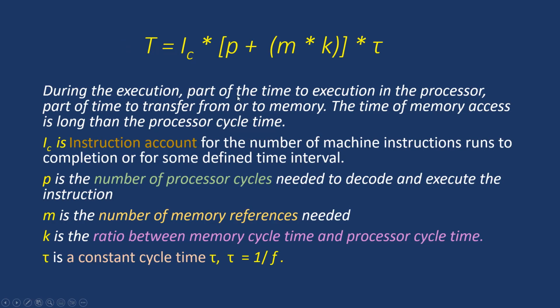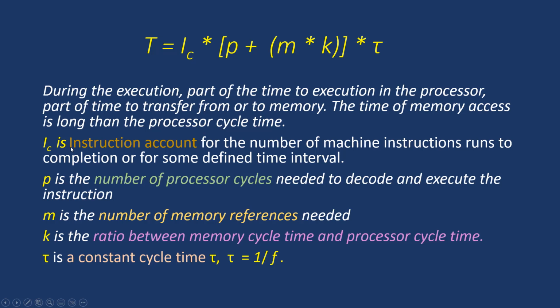We can also get into more detail. For example, during the execution, part of the time is spent executing in the processor, which is faster, and part of the time is spent transferring data from or to memory. The time of memory access is longer than the processor cycle time. Here the definition is still the same.